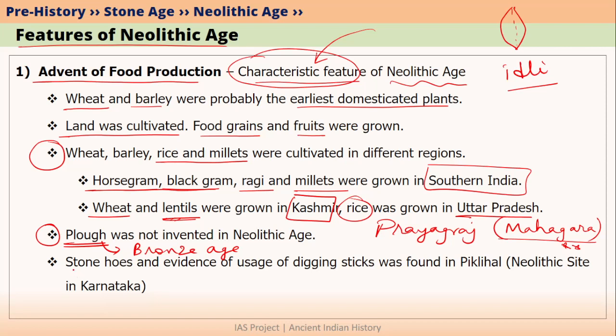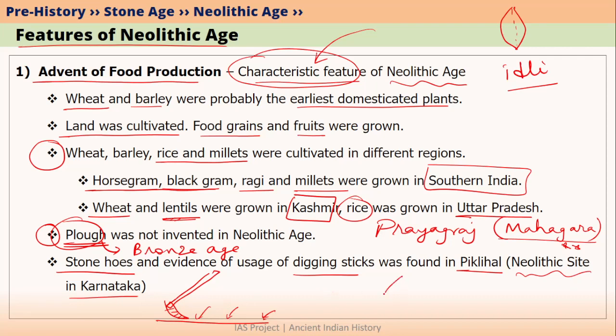What did they use then? For example, in Piklihal, which is a Neolithic site in Karnataka, we have found evidence of stone hoes and digging sticks. Stone hoes and digging sticks are basically a lower technology compared to a plough. Plough is basically a higher technology. Stone hoe was basically something like this. This is basically a stick, and now there was a tool here like this. And this sharp edge tool was used to make holes in the ground. And within that hole, seeds were put and agriculture was done.